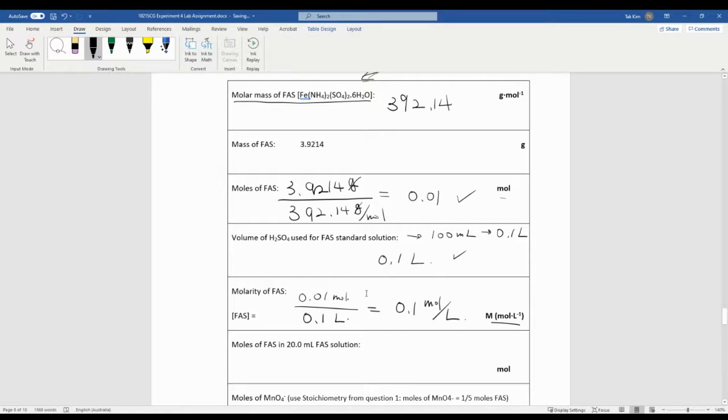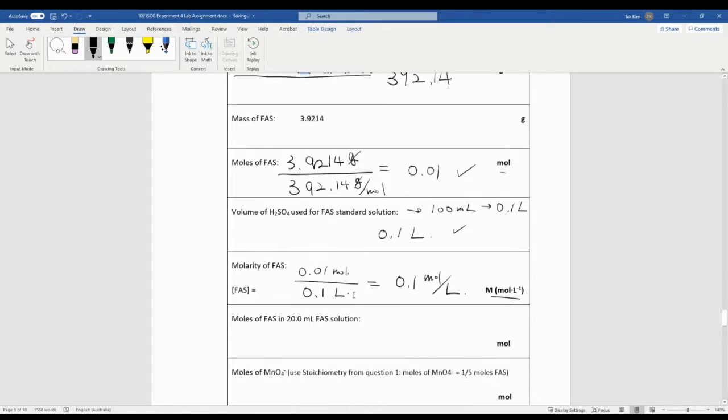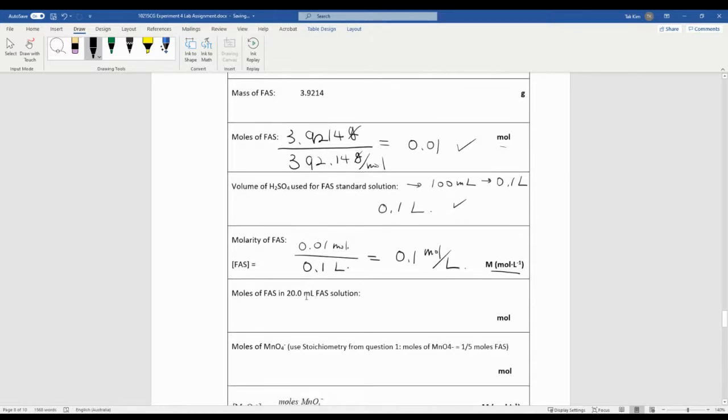Now it is asking for the number of moles of Fe2+ in 20 mL of Fe2+ solution. The reason why it is asking for 20 mL is that when you do your titration, we have a conical flask. It doesn't look like a conical flask, so let me just draw this again. So now we have a conical flask, and then we have a burette. We have got a valve.